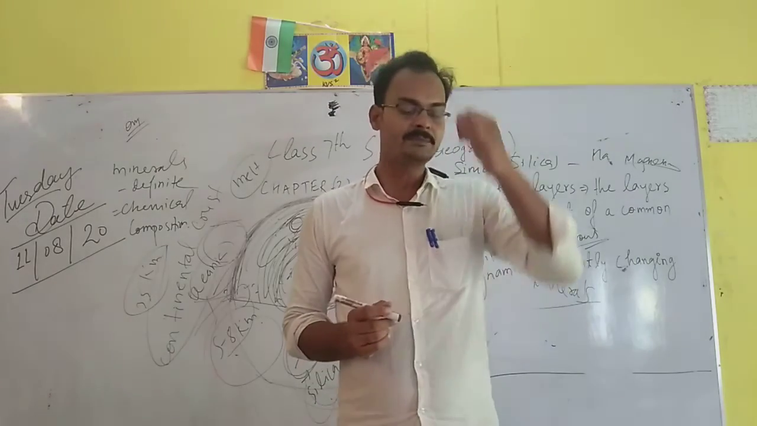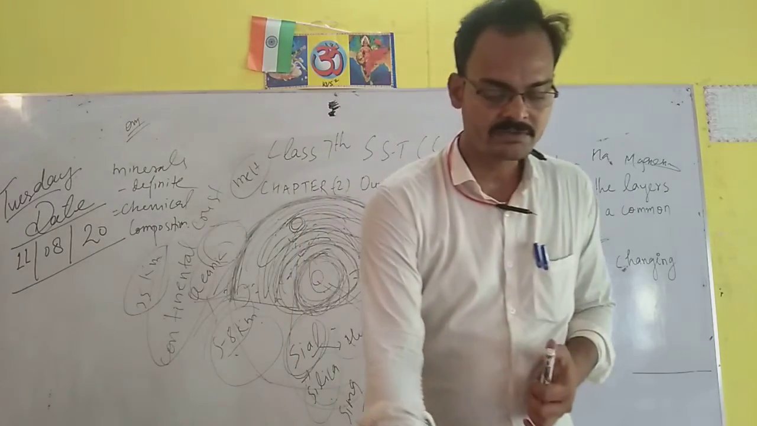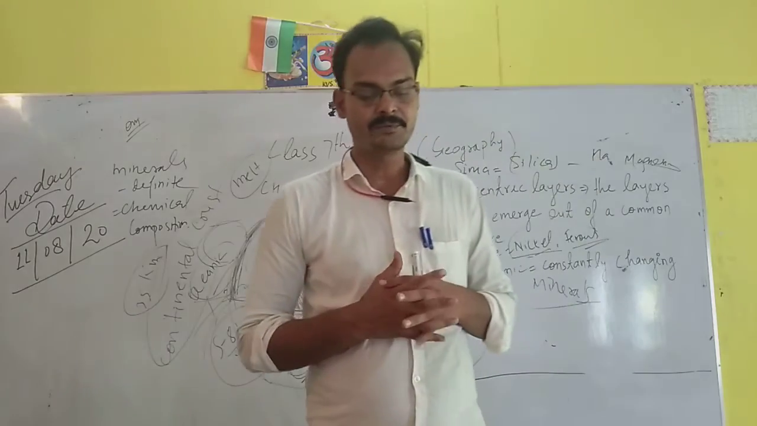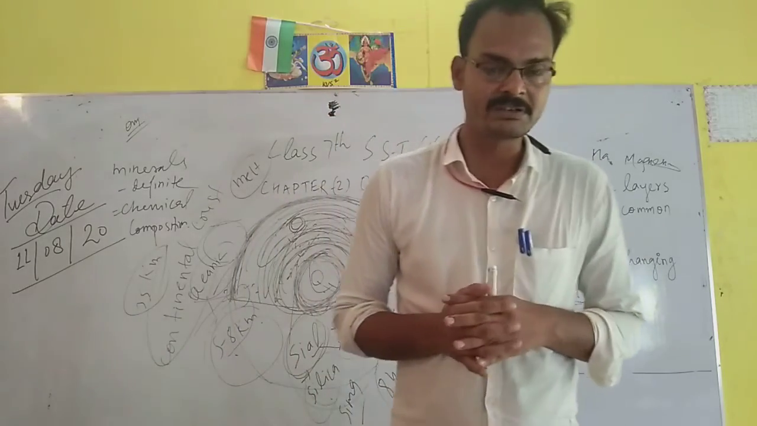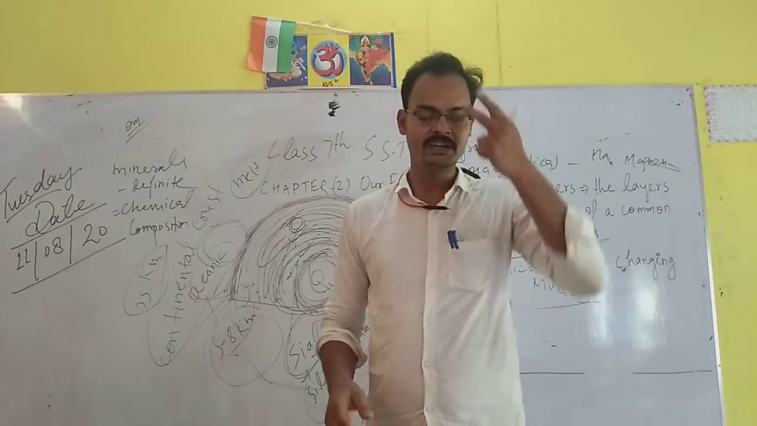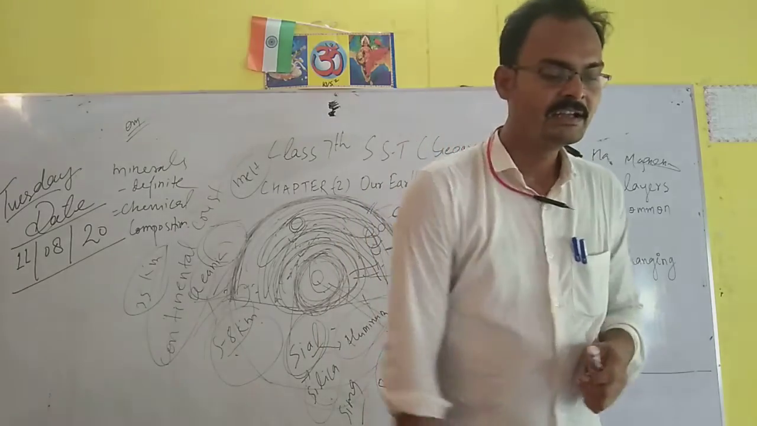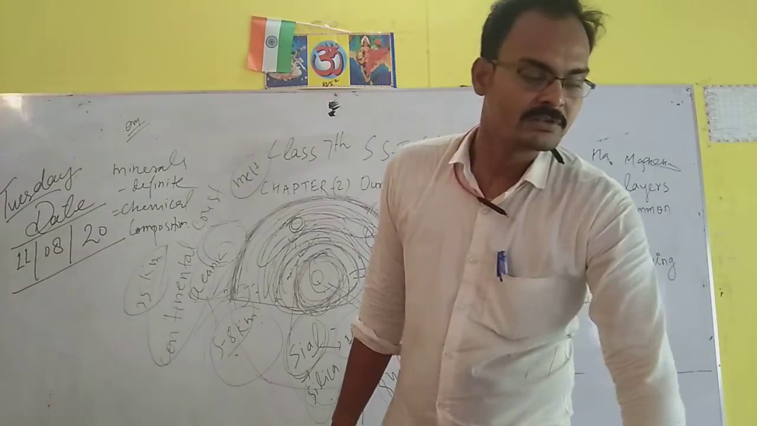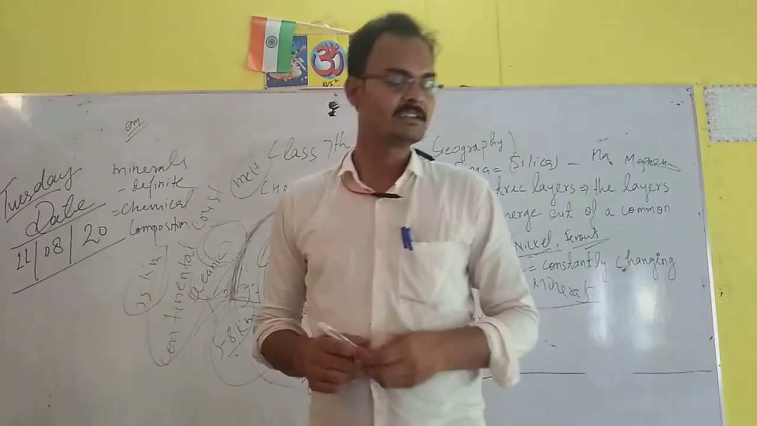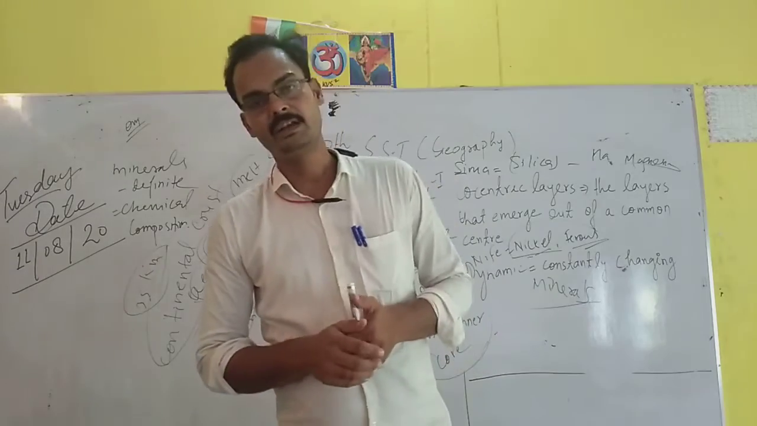If we see types of rocks, life exists on the crust of the earth. It consists of different types of rocks based on the process of formation. Rocks can be classified into 3 categories: igneous, sedimentary, metamorphic. Students, we have been discussing in every class that there are 3 types of rocks: igneous, sedimentary and metamorphic.